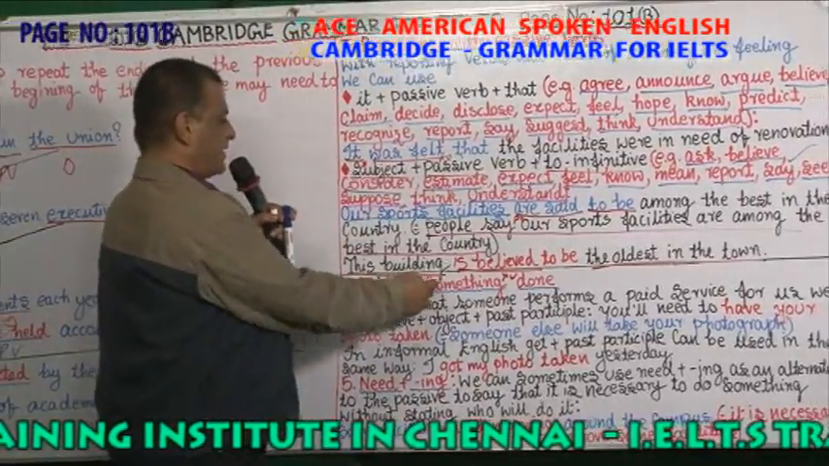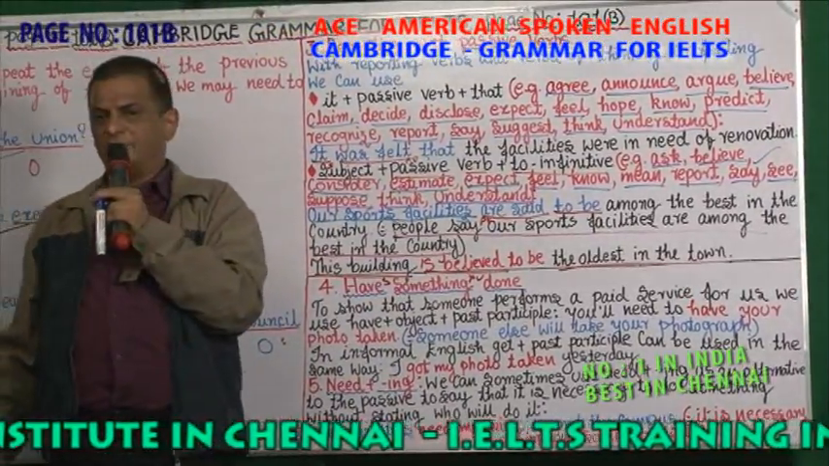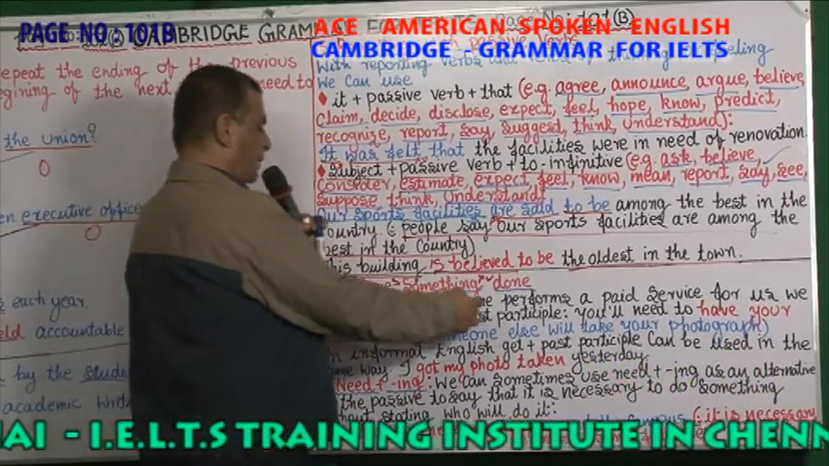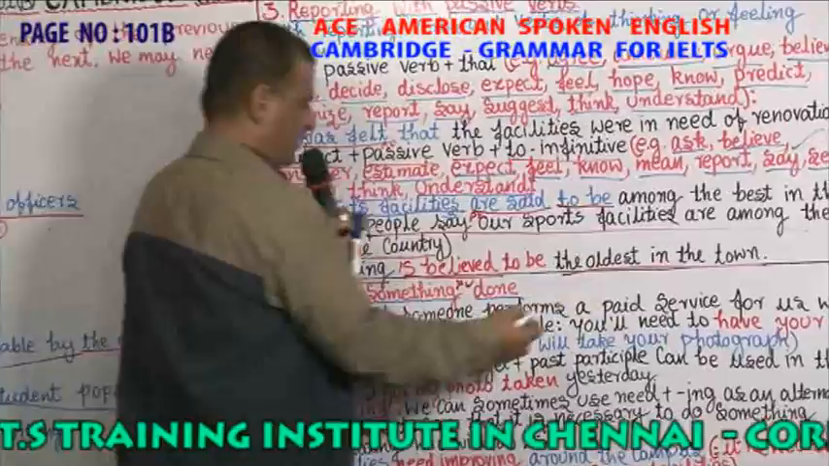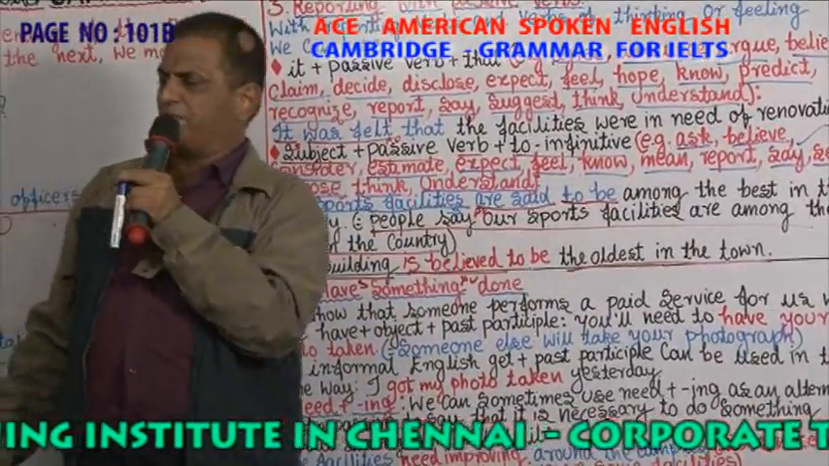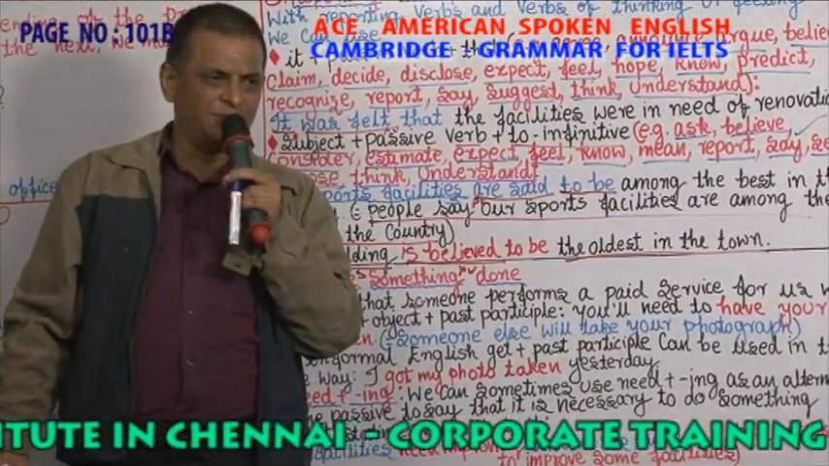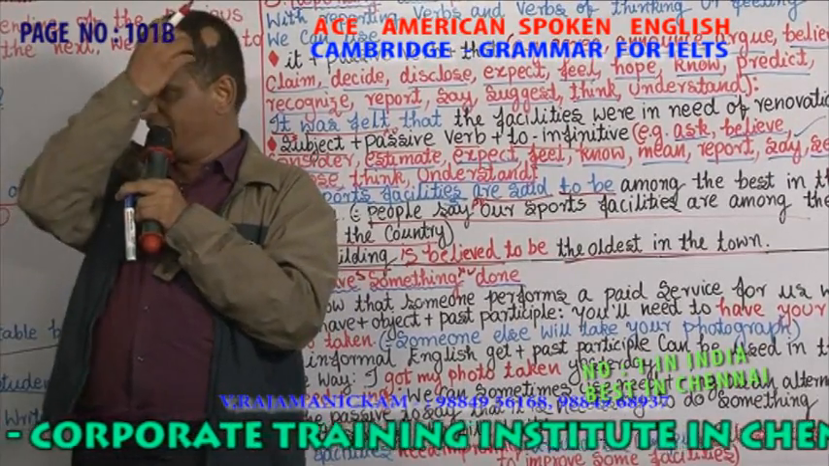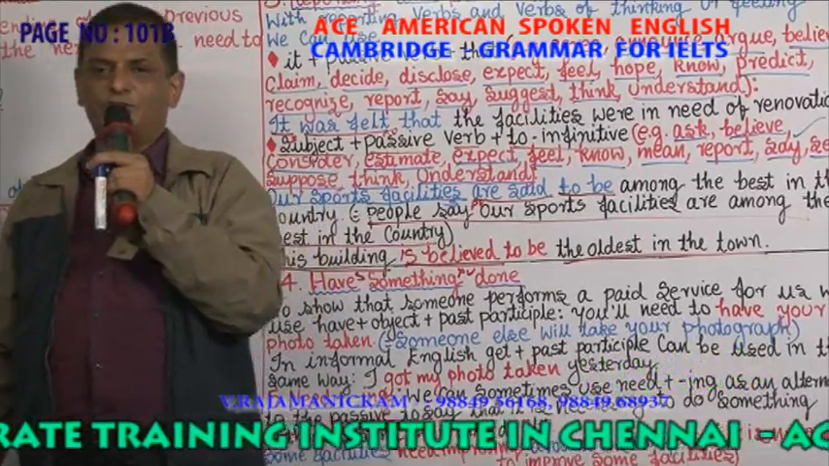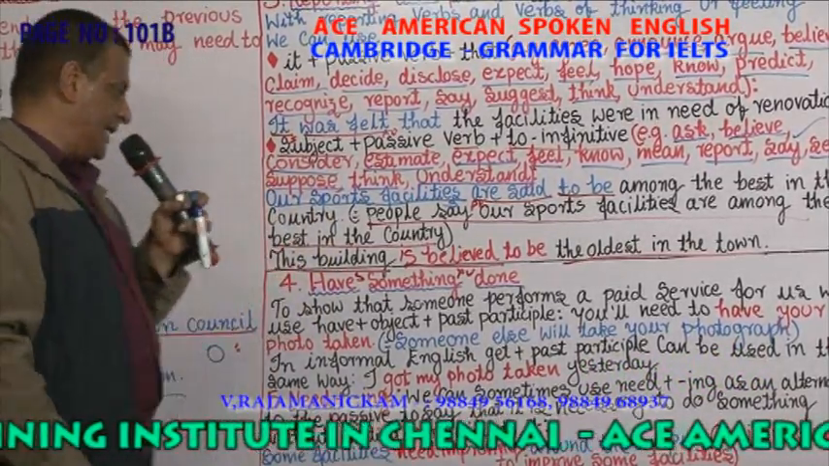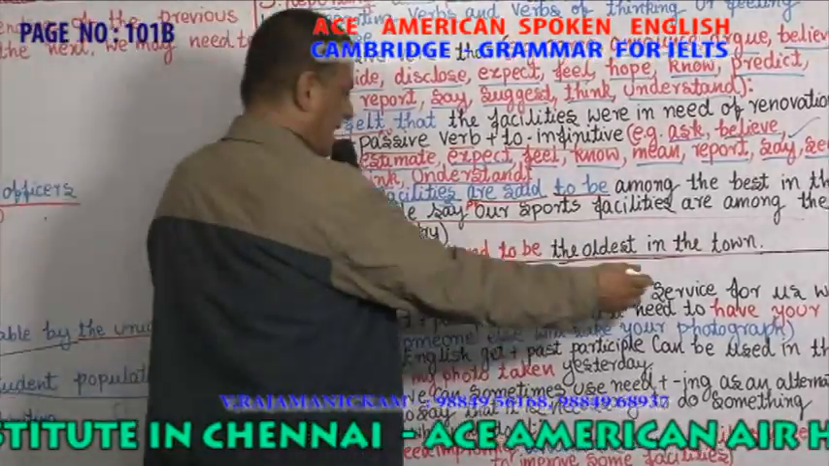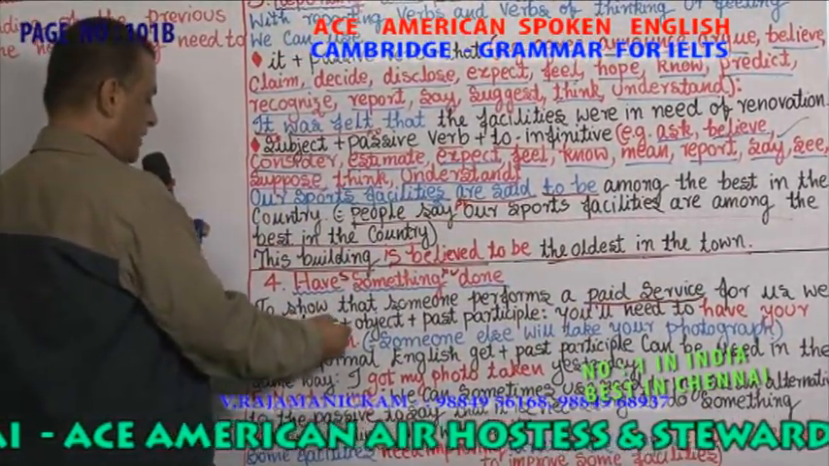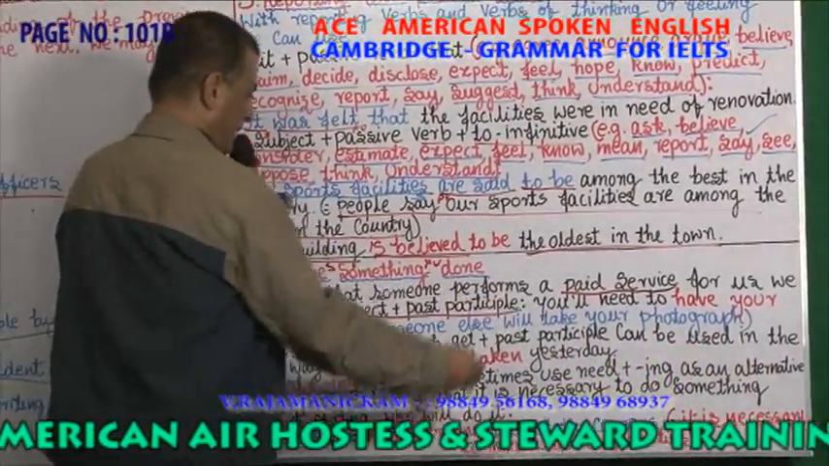Next, have plus something plus done. Have something done. What do you mean by have something done, sir? See, to show that someone performs a paid service for us. What do you mean by that? You go to a doctor, you pay some money, he does the service, right? It is the charge you give for the service. Somebody performs a paid service for us. Paid service, right? For us, we use have plus object plus past participle.